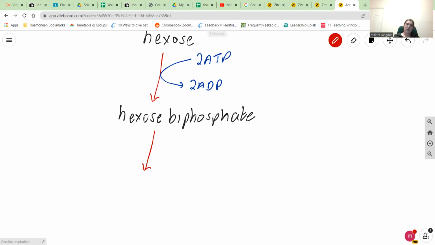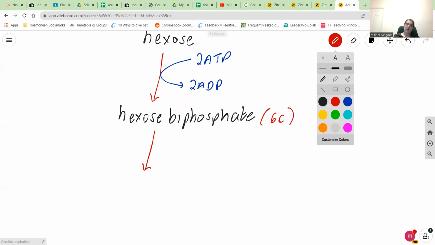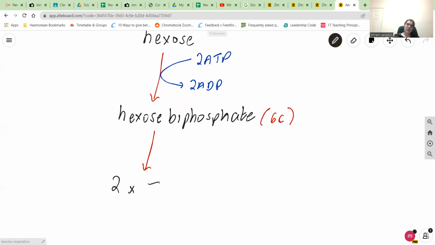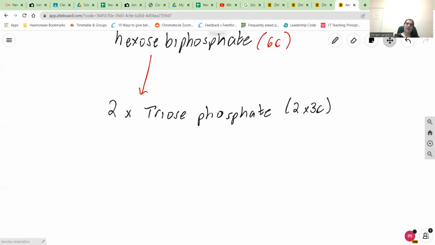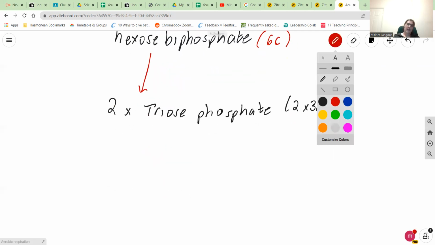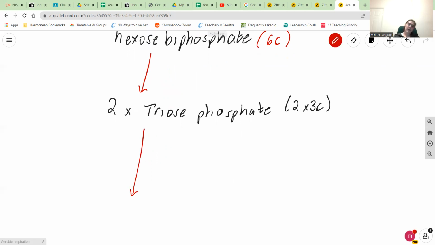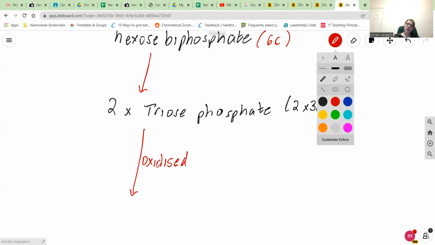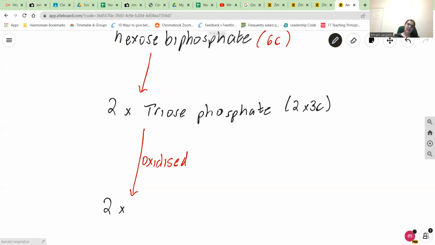So what will then happen to hexose biphosphate? Well, hexose biphosphate, which is actually a 6-carbon compound, will then break down into 2 lots of triose phosphate. Triose, obviously a 3-carbon compound. So we've now got 2 3-carbons. So we're still with the same number of carbons as we had before. Now that triose phosphate will then be oxidized into 2 lots of pyruvate, which is also a 3-carbon compound.